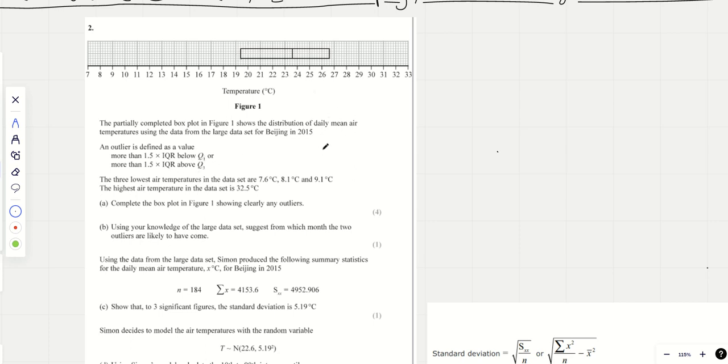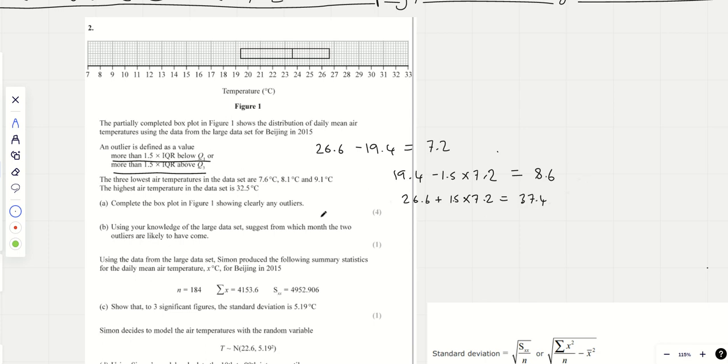So let's start by finding the interquartile range. So 26.6 minus 19.4, that gives us 7.2. And so if I want to work out this one or this one, what I'm going to do is 19.4 minus 1.5 times 7.2, and that gives me a value of, let me just quickly check on my calculator, 8.6, or 26.6 plus 1.5 times 7.2, and that gives you a value of 37.4.